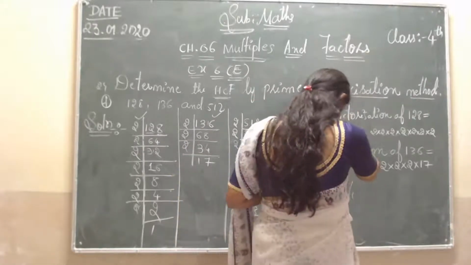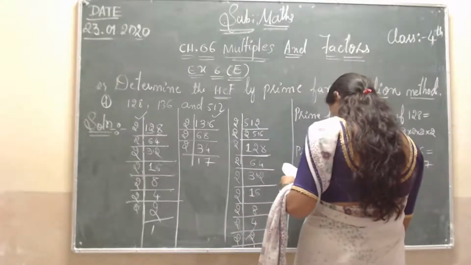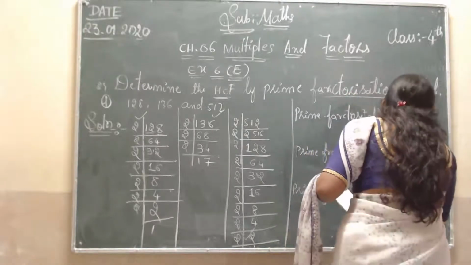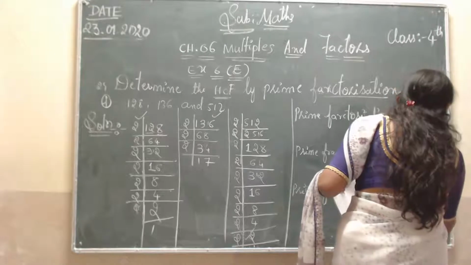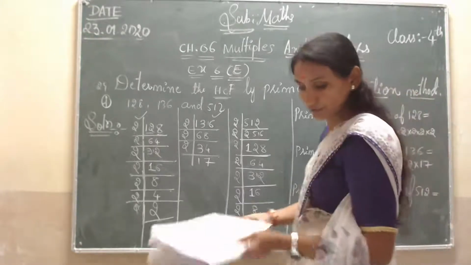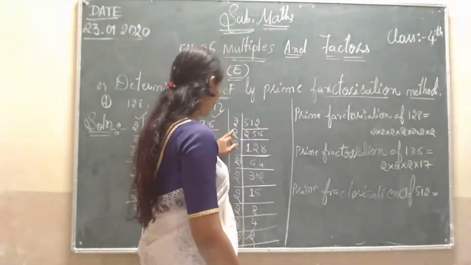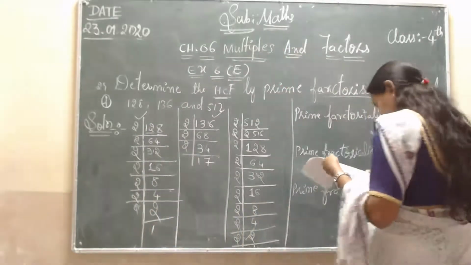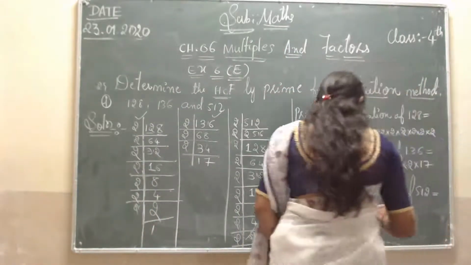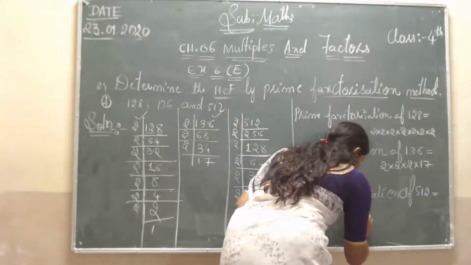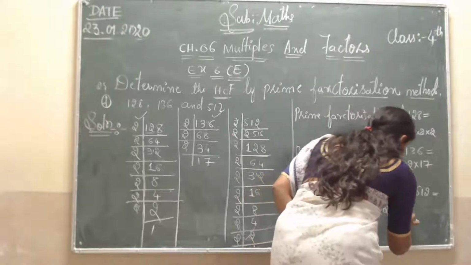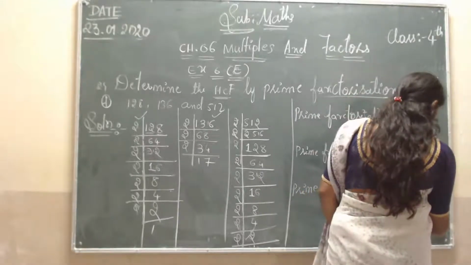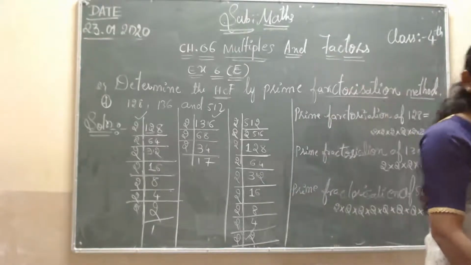So next, also lastly, the prime factorization of 552. So how many times is 2 multiplied? 1, 2, 3, 4, 5, 6, 7, 8, 9, students. So you have to write 9. So 2 into 2 into 2 into 2 into 2 into 2. 9.